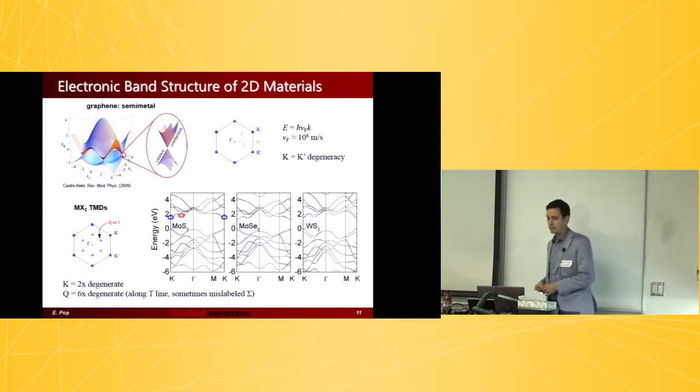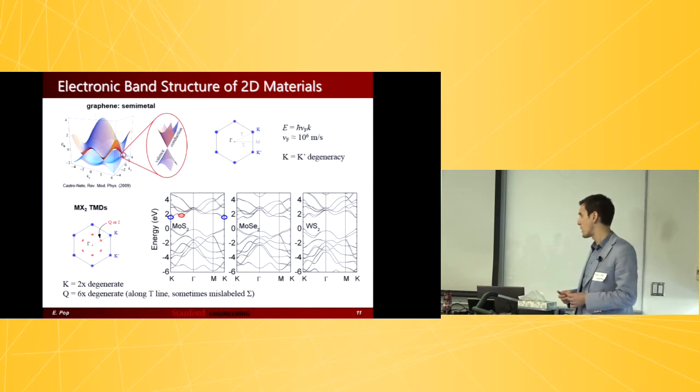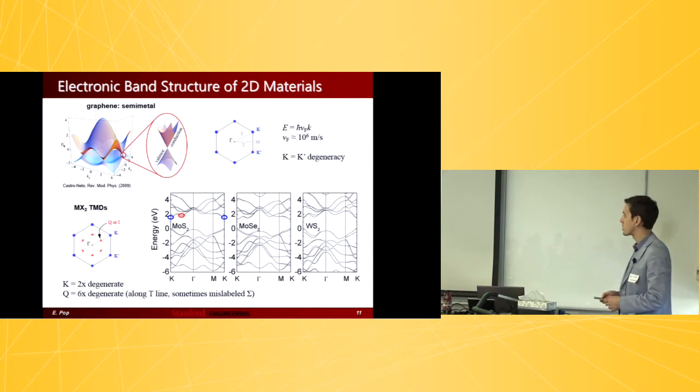Okay. Just a couple of words about electronic band structure. My talk is really more about phonons than electrons anyway, but a couple of words on electronic band structure. I'm sure you're familiar with the one in graphene, the K and K prime degeneracy, the nice, beautiful linear bands, at least around the tips of the Dirac cones. And then these are the energy bands in the MX2 transition metal dichalcogenides. And the K bands are 2x degenerate. The Q valley, I'm sorry, is 6x degenerate. I should say K valley, and the Q valley is 6x degenerate.